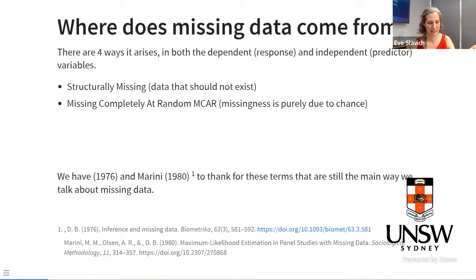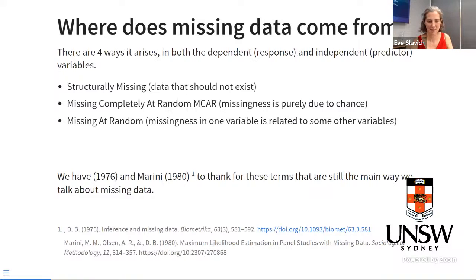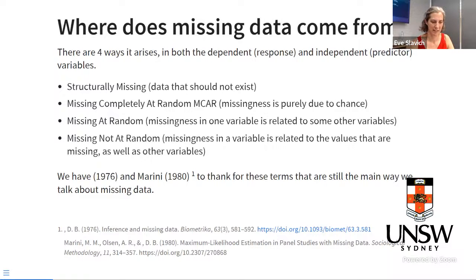And then we have data that's missing completely at random, which is where the propensity for any piece of data to go missing is purely due to chance and it's not related to your study at all. Data that's missing at random, and I'm going to go into all of these a bit more, so don't worry if you're just catching a bit of this. Missing at random is where missingness in one variable is related to some of the other variables, so the reason it's gone missing. And missing not at random is where the missingness, like the propensity for a value to be missing, is related to the actual value that's missing as well as other variables.